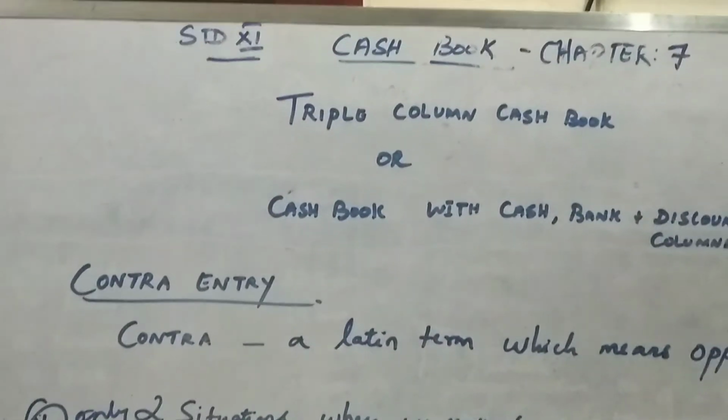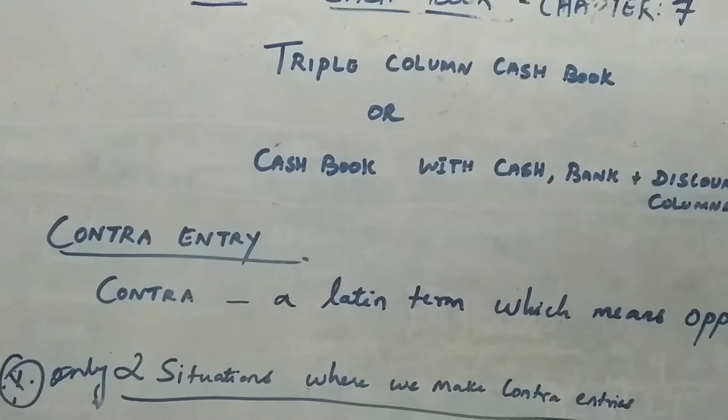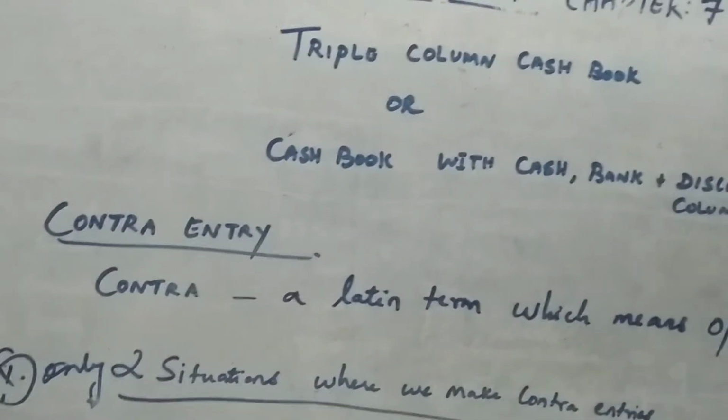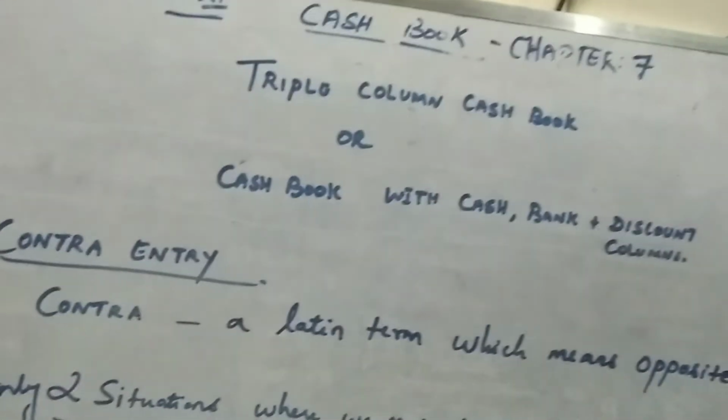Welcome back, students. So let us continue with the cash book. Now we are going to see the triple column cash book. As the title suggests, triple means 3. So you will be having 3 columns on both the sides.